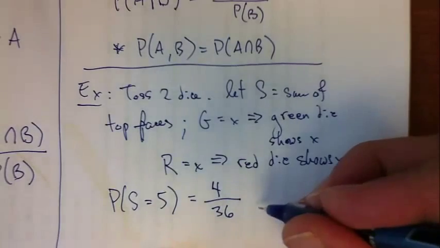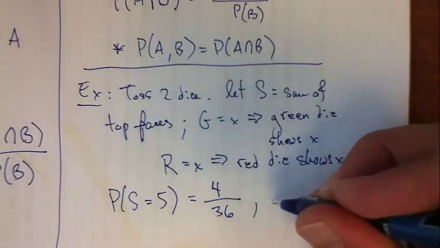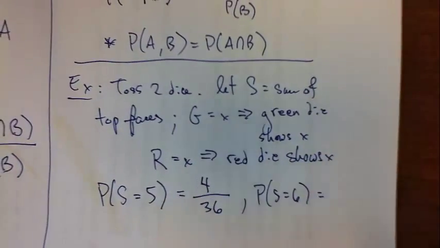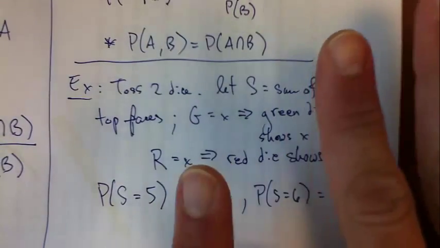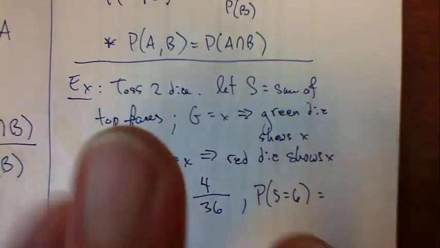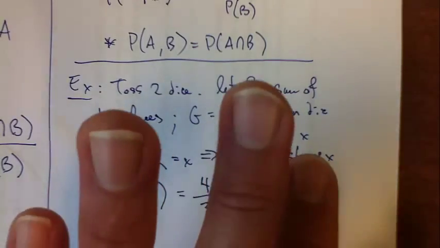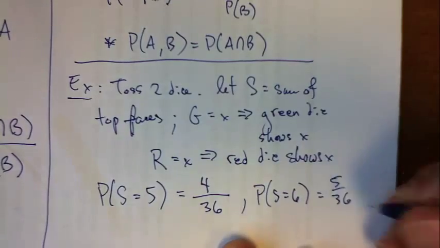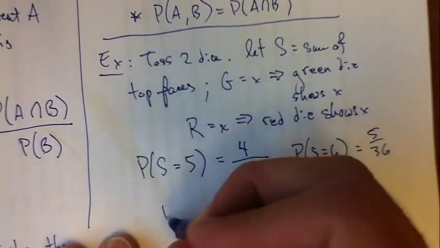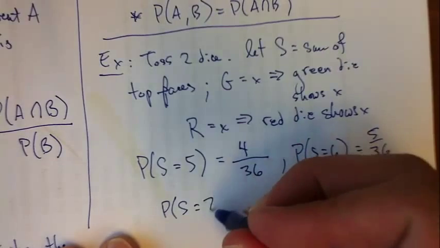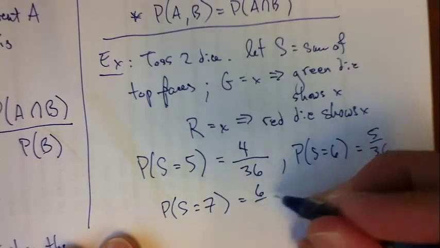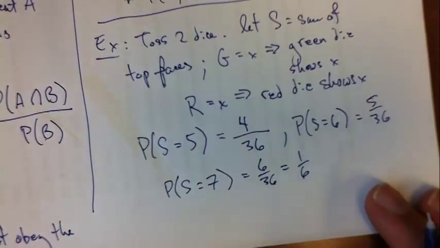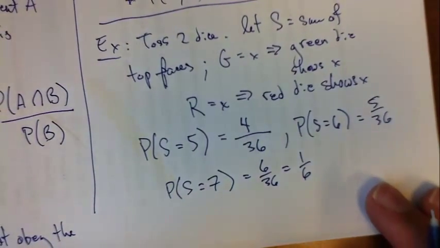Okay? What is the probability that you get a sum of 6? Okay. 1, 5, 2, 4, 3, 3, 4, 2, 5, 1. That's 5 out of 36. What else could we say? I guess what? Probability that the sum is 7. Do you know this? It's 6 out of 36, or 1/6. 7 is the most likely sum.